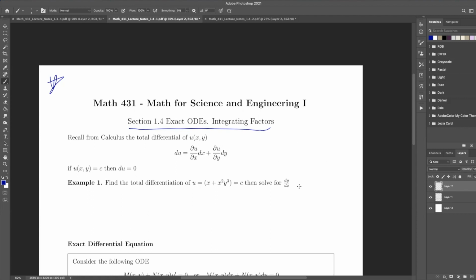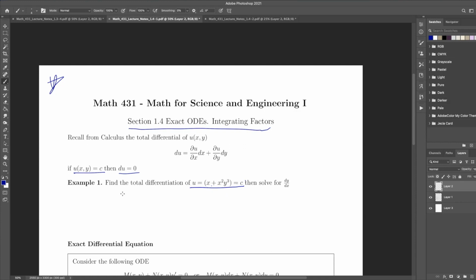Let me do that with you real quick. We're going to set this equal to c. If this is equal to some constant, we can say this is u, and du is equal to 0. Let me show you how this works. Here, u is equal to this, which is equal to c. I'm going to do total differentiation on this.